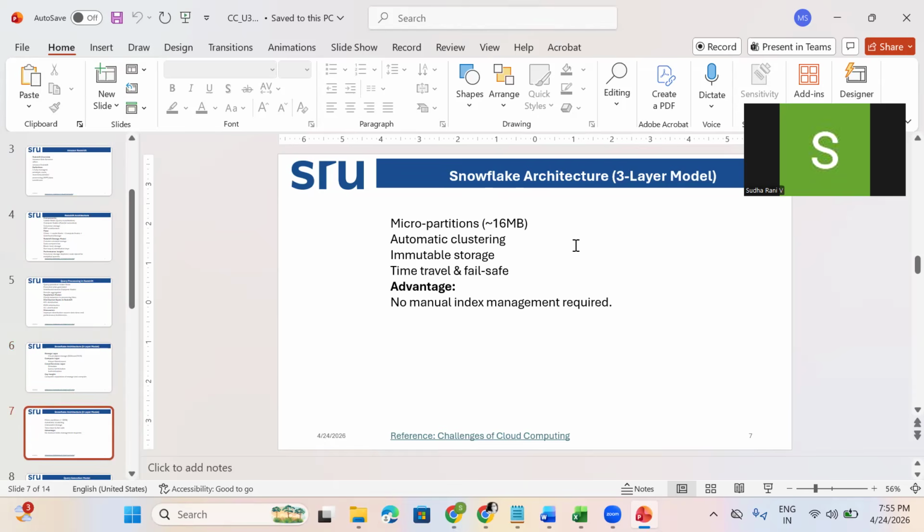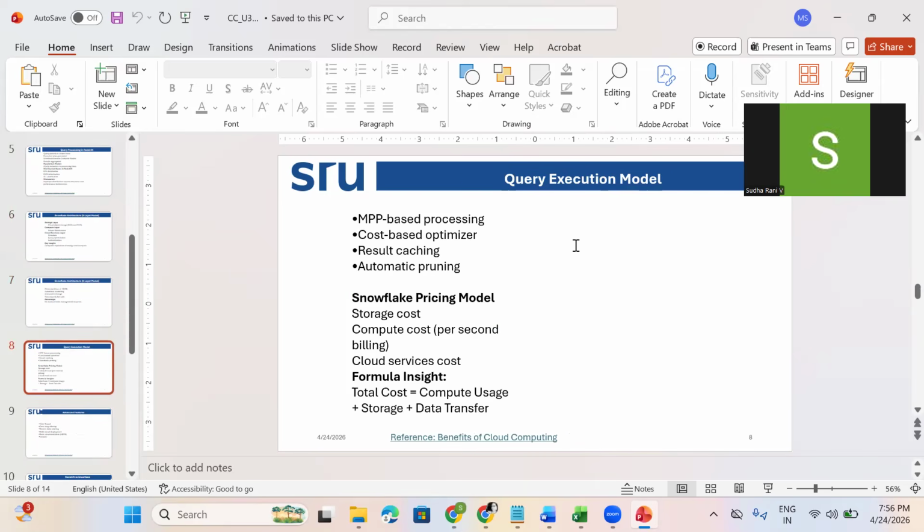Snowflake architecture has micro-partitions of 16 MB, automatic clustering, immutable storage, time travel, and fail-safe. Advantages: no manual index management required. Query execution model: MPP-based processing, cost-based optimizer, results caching, and automatic pruning.